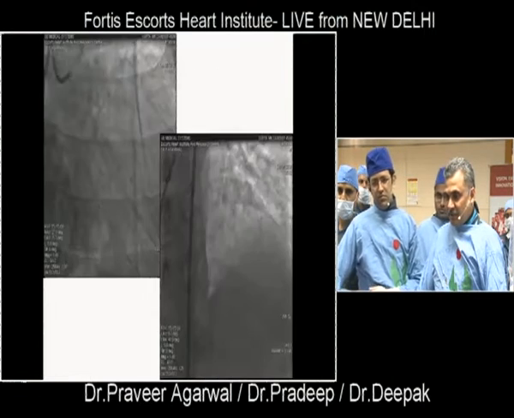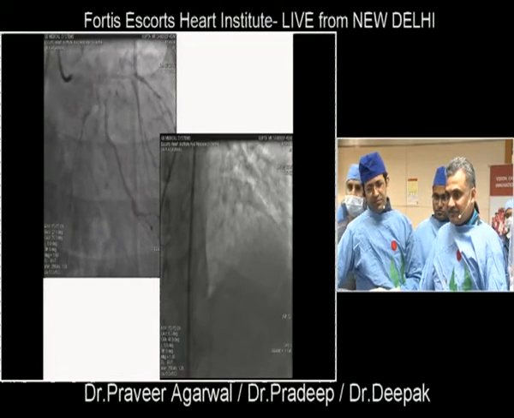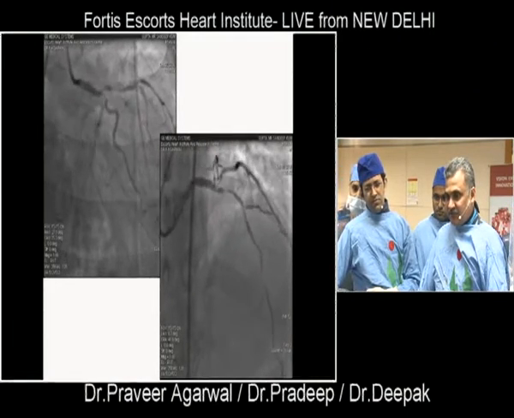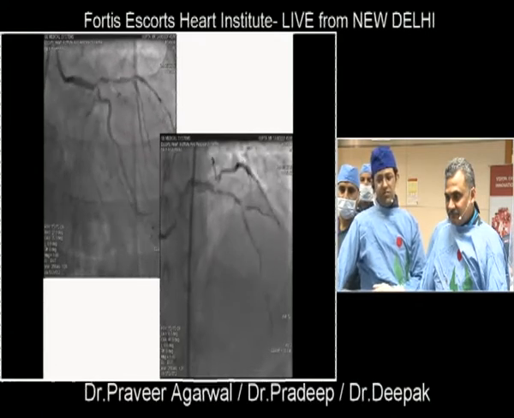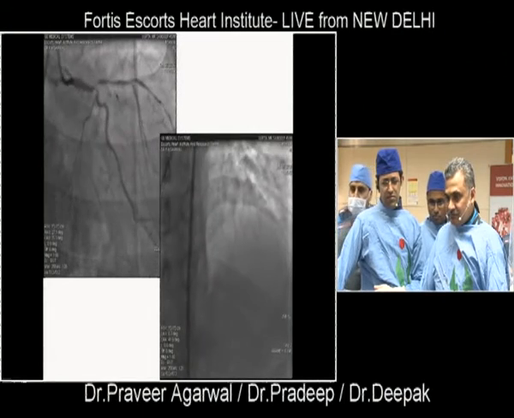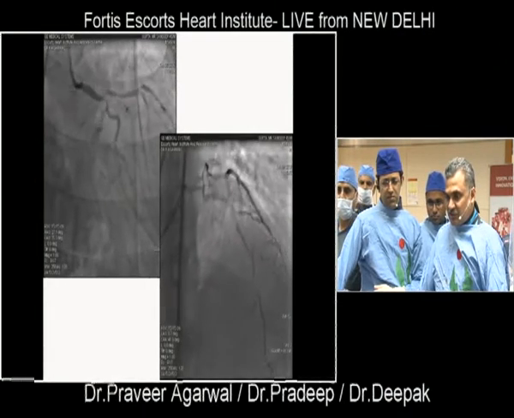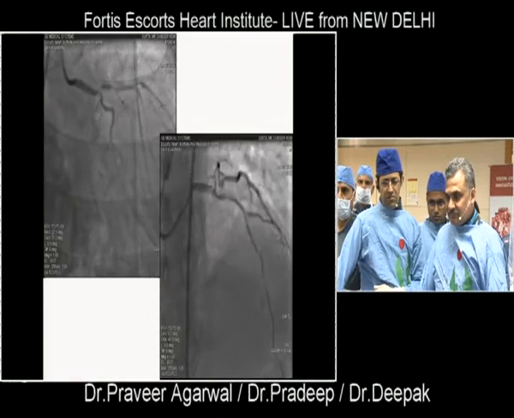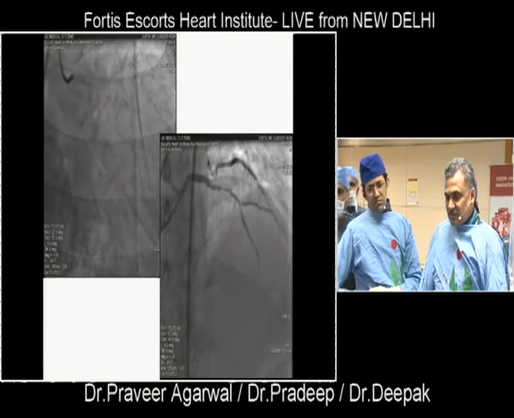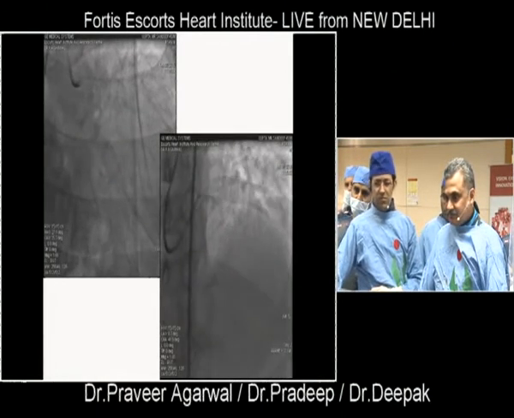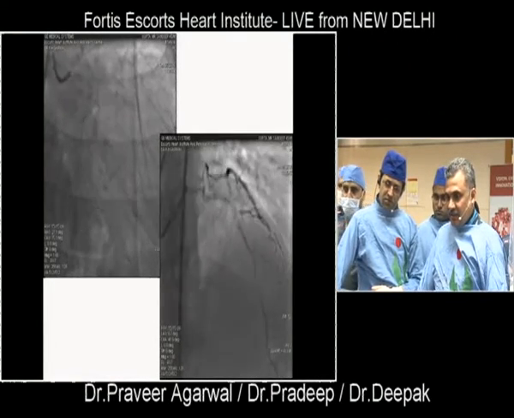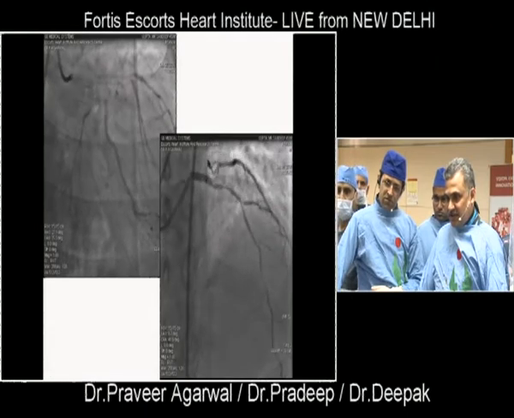Next slide, please. Just see this. These two views are telling you that LAD has got a diffuse disease. The tight points are at the ostium. The mid segment shows moderate disease. And distally also there's a tight disease. Circ ostium is also very tight. So considering the diffuse nature of disease, we decided to just go ahead with the angioplasty.